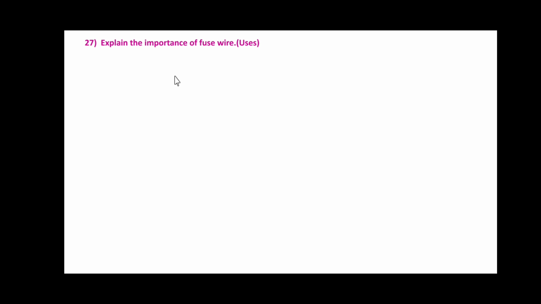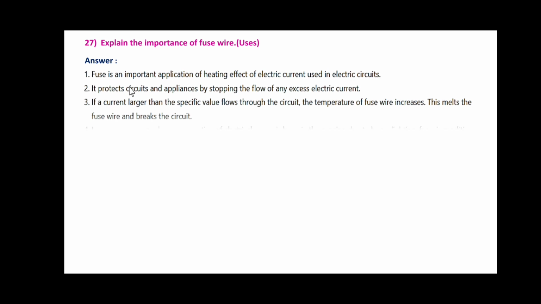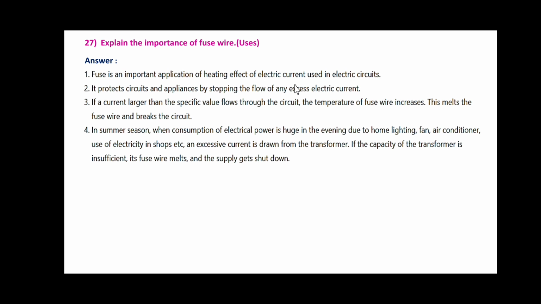Explain the importance of fuse wire. Means, in short, you can write uses of this fuse wire. Fuse is an important application of the heating effect of electric current used in the electric circuits. It protects the circuits and appliances by stopping the flow of any excess electric current. If a current larger than the specific value flows through the circuit, the temperature of the fuse wire increases. This melts the fuse wire and breaks the circuit.